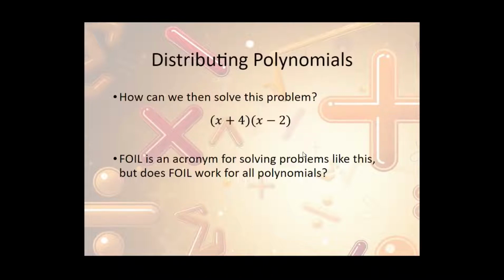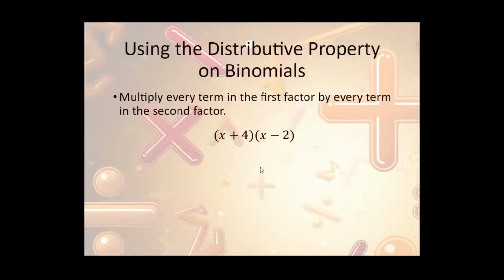But does it work for all polynomials? So can I do it with this? Now FOIL doesn't really help. So the easiest rule is multiply every term in the first one by every term in the second one. Pretty simple. So we take x and multiply it by x. We take x and multiply it by negative 2. Then that's all it for the x's.